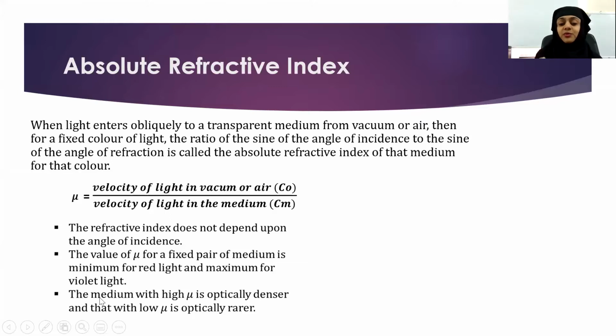Now, a medium with high refractive index is called optically denser compared to a medium with low refractive index. If the refractive index is low, we call it optically rarer. But optically dense and rare has nothing to do with physically dense and rare. Let me ask you a question. Kerosene oil, water, which is more dense?